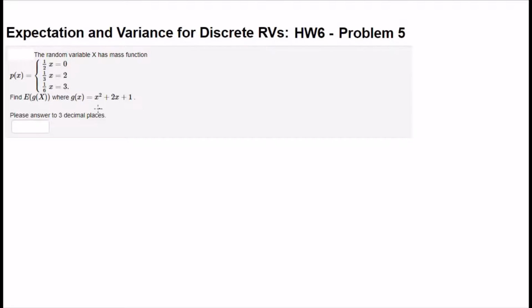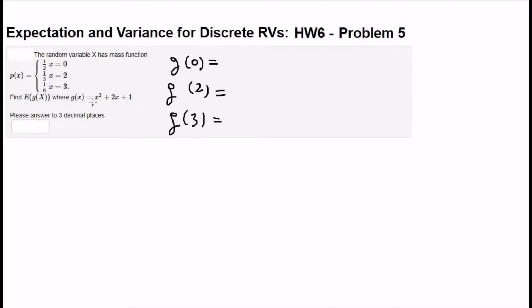Problem number 5. The random variable x has mass function given below. Find E of g of x, where g of x is x squared plus 2x plus 1. Here we are going to compute the expectation of a function. So we need to find the value of the function at the given points. So we need to know what g of 0 is, g of 2 is, and g of 3 is.